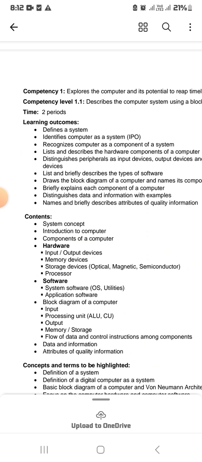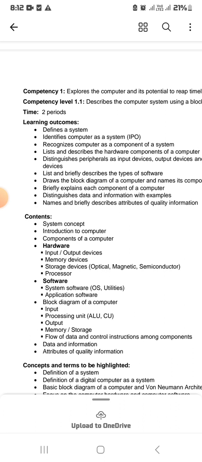And then, identify the computer as a system. IPO. What do you mean by IPO? Input, process, output. So how do we identify the computer as a system? By requiring input, output, and the process. A computer processes the data that we input. We give something, and according to that it is processed according to commands and provides the required information in the desired form. Therefore we call the computer a system.